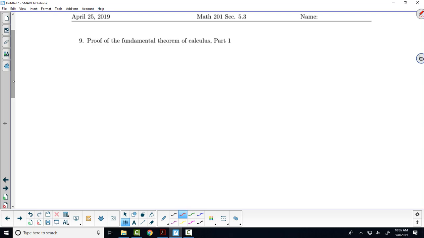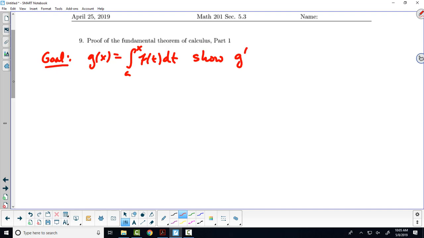So that was a quick review of it, right? I mean, our goal is to show, we want to show that for g of x equal to the integral from a to x of f of t dt, what do we want to show? We want to show that g prime of x is equal to f of x. Well, what is g prime of x?